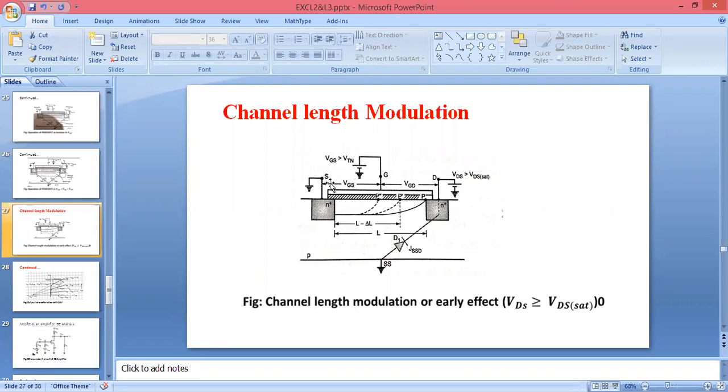ये यहाँ पे सोर्स के पास जाएगा. It will not go upward. Why? Because there is a SiO2 layer.